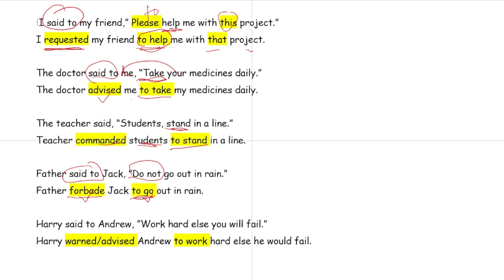Understood? Harry said to Andrew, work hard or else you will fail. So Harry warned or advised Andrew to work hard, else, who is you? Andrew. He will, so will change into would. He would fail. I hope these examples are clear. Now let's move to the next.